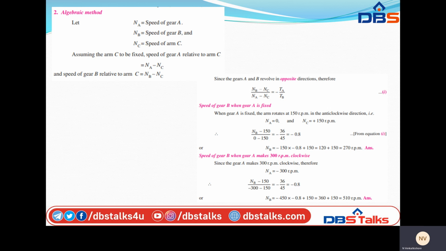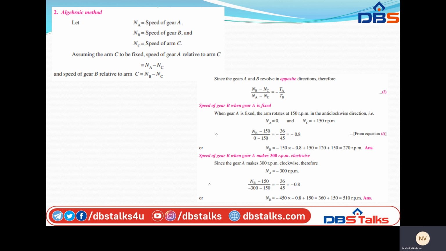So let us consider NA, NB, NC as the speeds of gear A, gear B and the arm C. Next, assuming C is fixed, the speed of gear A relative to C is NA minus NC. At the same time, gear B with respect to arm C is NB minus NC. The formula is NB minus NC by NA minus NC is equal to TA by TB. Opposite direction we need to represent.